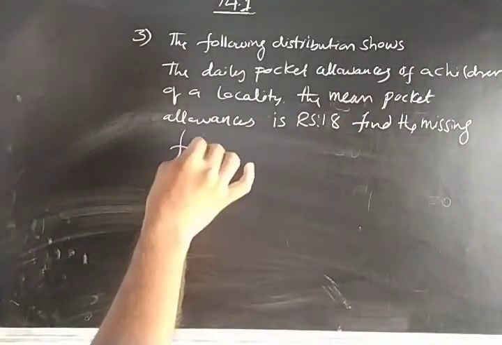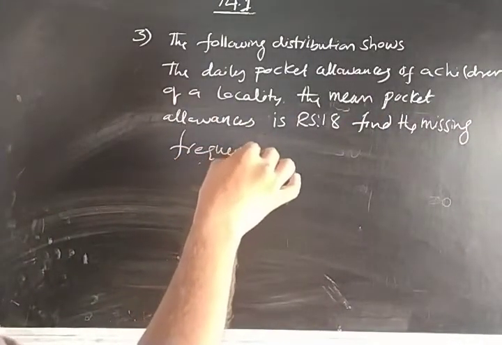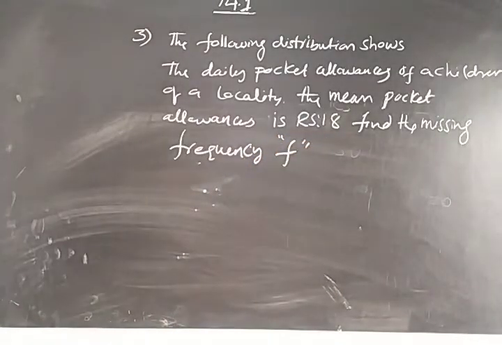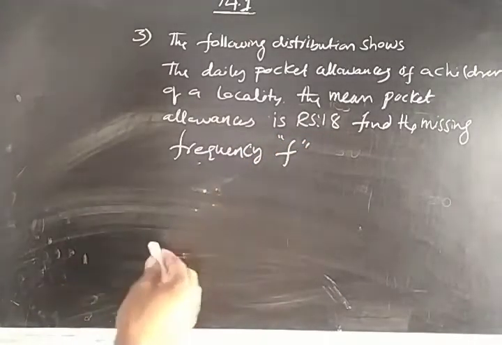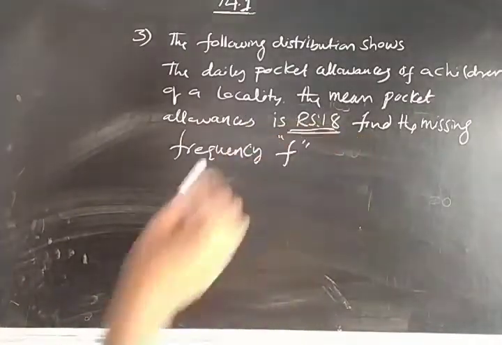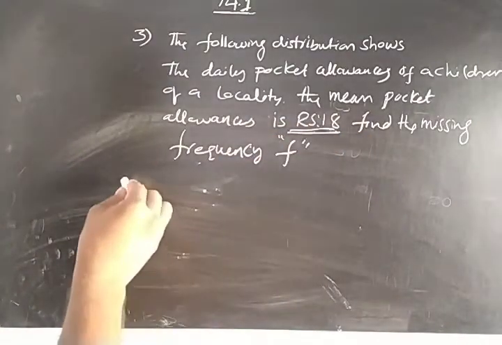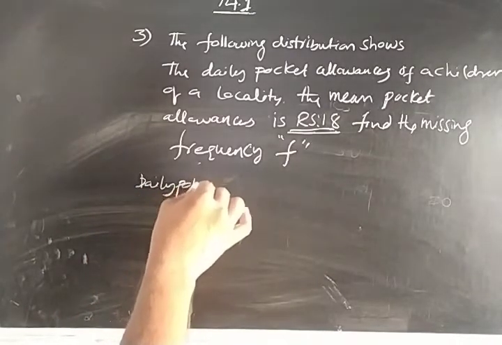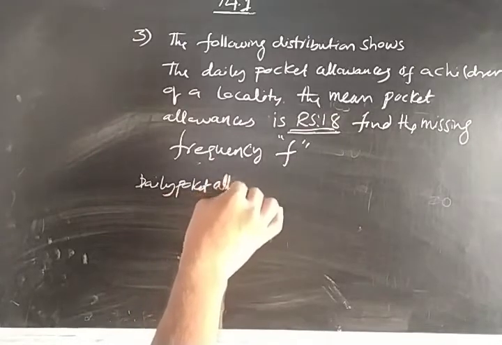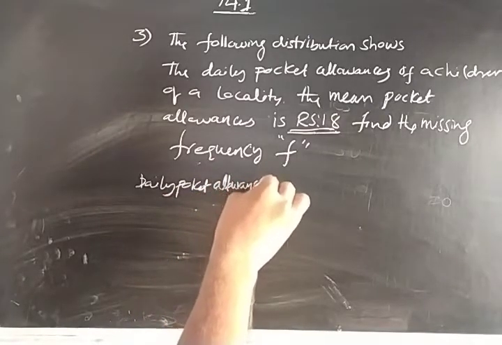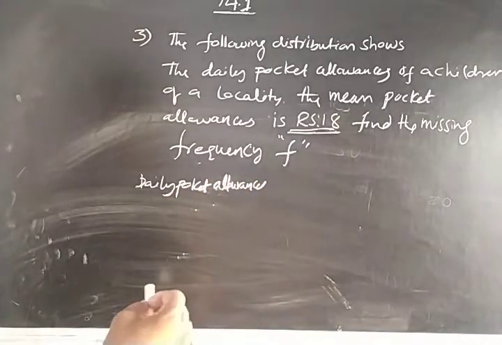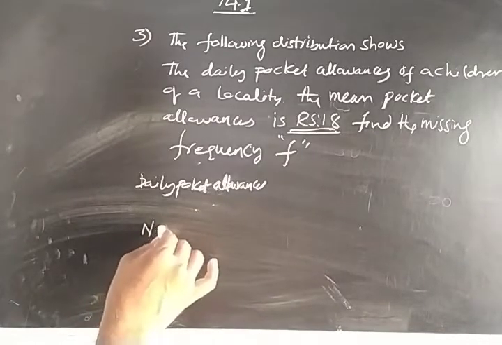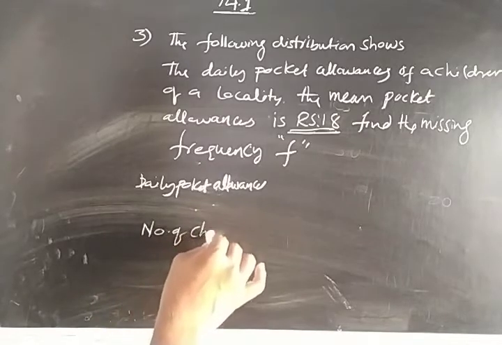Missing frequency F. So one frequency value is missing in the given table. We have to find it. Here the mean of the problem is given. Here we have the daily pocket allowances, and here the number of children.